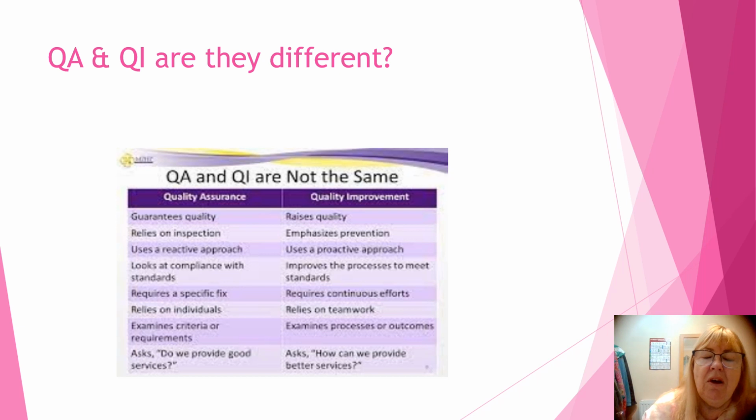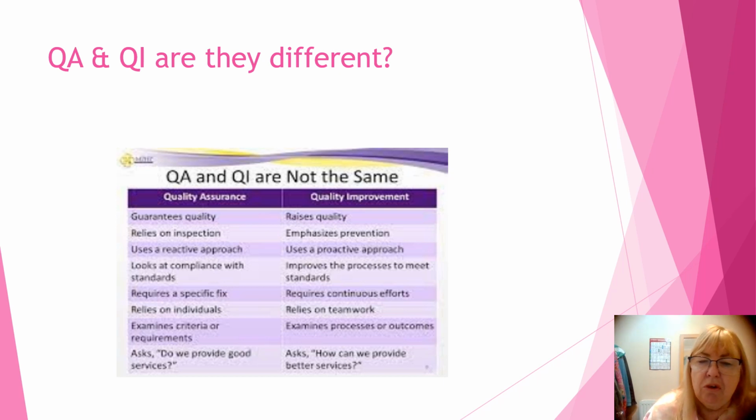Quality assurance might rely on certain individuals to go and change something that they didn't do very well, whereas quality improvement is about the whole team together, still striving. Can we make this better? Can we make it better? Can we make the service users happier?